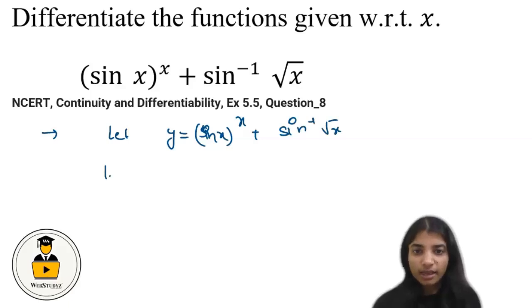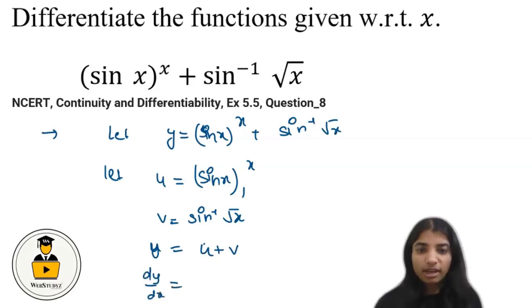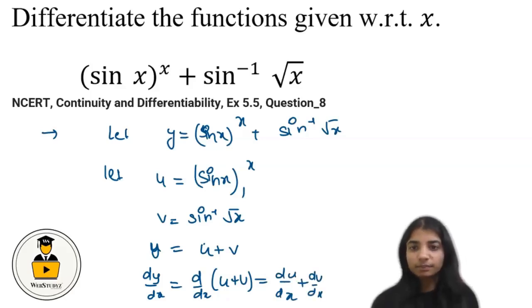In order to simplify this, we are considering that u is equal to sine of x raised to the power x, and let's say v is equal to sine inverse of x. So we can say that y is in the form of u plus v. Now differentiate with respect to x. So dy divided by dx is equal to d divided by dx of u plus v, which becomes du divided by dx plus dv divided by dx.